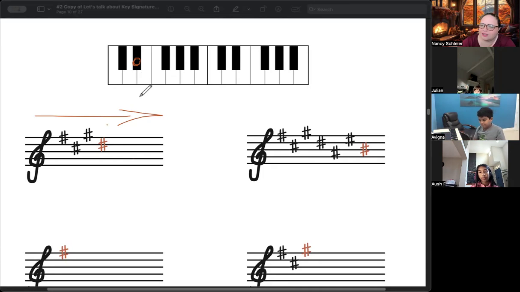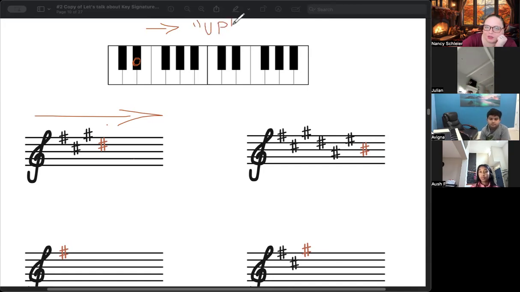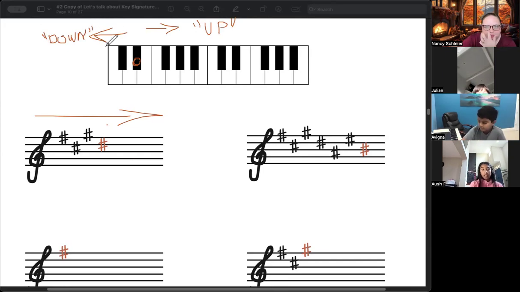Julian, which way? Up on your keyboard, right. Very good. Yes. So that brings me to a good point that I forgot to tell you guys. Hopefully we've talked about it in classes, but up equals right, and down or lower equals left, right? Does that make sense? Does anybody have any questions about that so far?